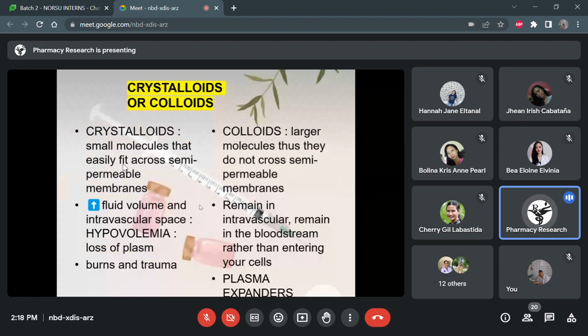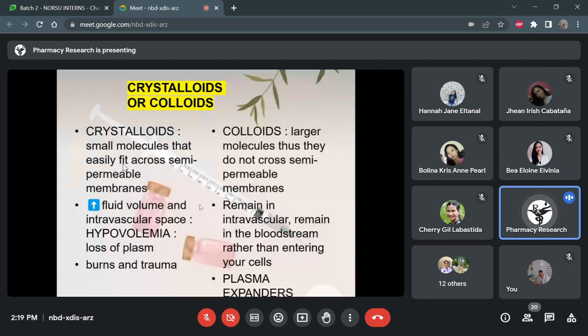So crystalloids can increase the fluid volume without disturbing the other extravascular, intracellular space. So it can be used to treat hypovolemia. So what is hypovolemia? It is the loss of plasma. So crystalloids can be used for burns and trauma. Later on, we will discuss the examples of crystalloids and explain to you why they can be used for hypovolemia.